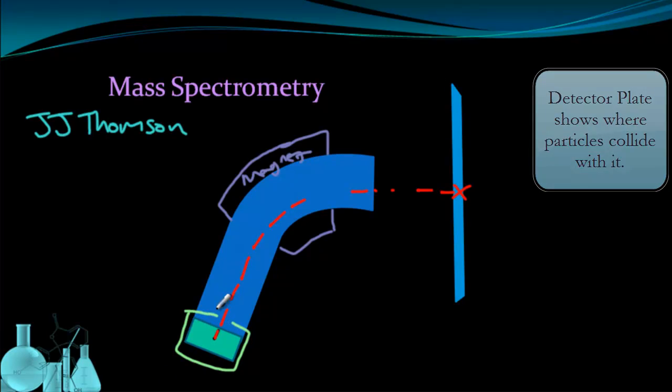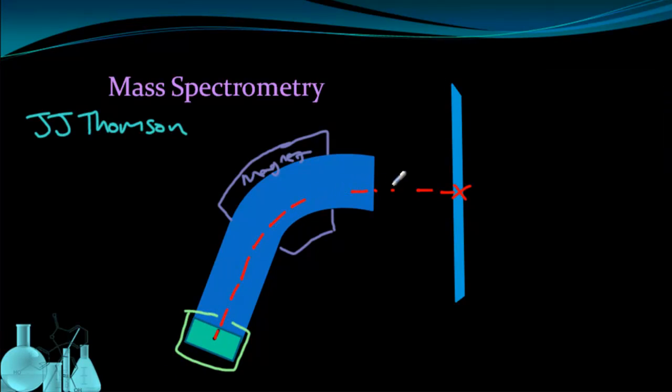Now, as we saw in class, the degree to which this particle gets deflected is dependent on its mass. A heavier particle would be deflected less. A lighter particle would be deflected more. So if we have multiple paths coming out of the same source of particles, we can tell what range of masses those particles have. So let's look at an example of this.